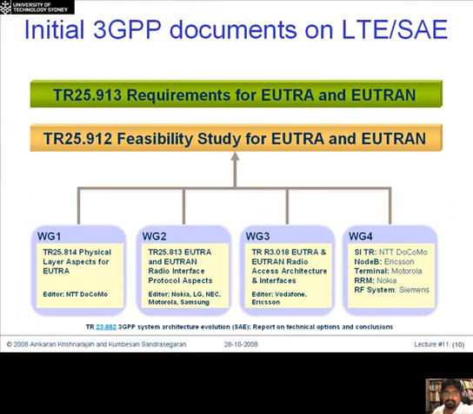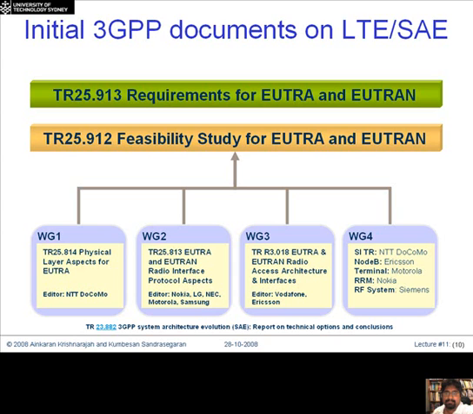Now, most of the LTE documents are based on 3GPP documents. Essentially, first a feasibility study was done, and there were 4 working groups, and each working group focused on one specific area. There was one working group focusing on physical layer aspects, another focusing on radio interface protocol, another one on the radio access architecture and interfaces, and so forth.